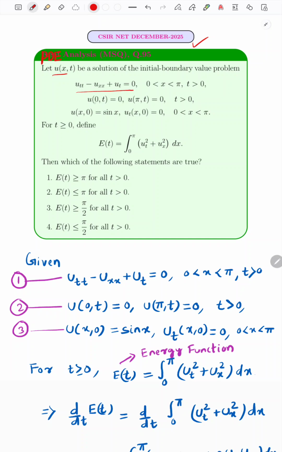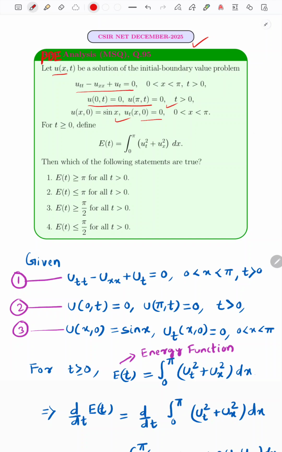The boundary conditions given are u(0,t) = 0 and u(pi,t) = 0, meaning the Dirichlet boundary condition is given, and the initial conditions are u(x,0) = sin x and u_t(x,0) = 0. Here u_t denotes del u by del t, and similarly u_x denotes del u by del x, the partial derivative with respect to time and the partial derivative with respect to x. These are the symbols.